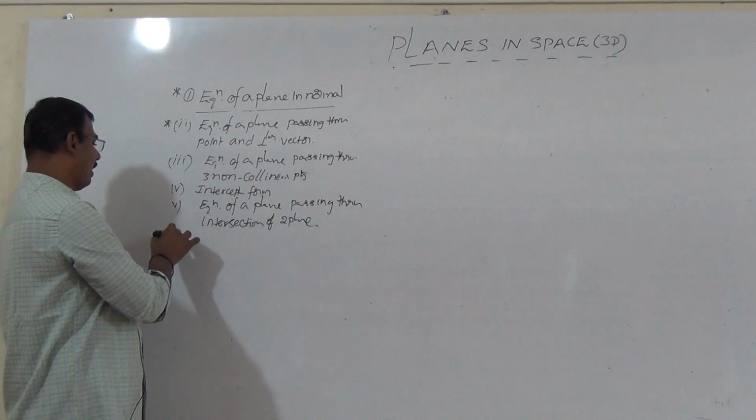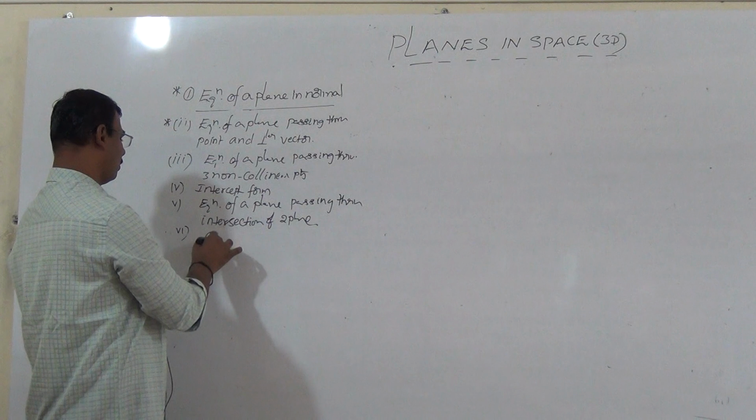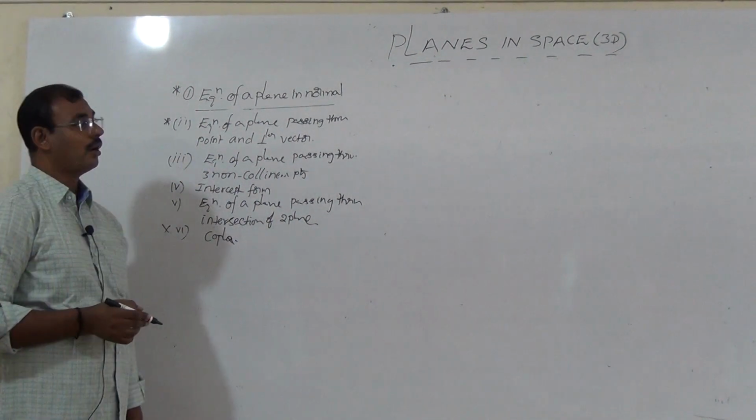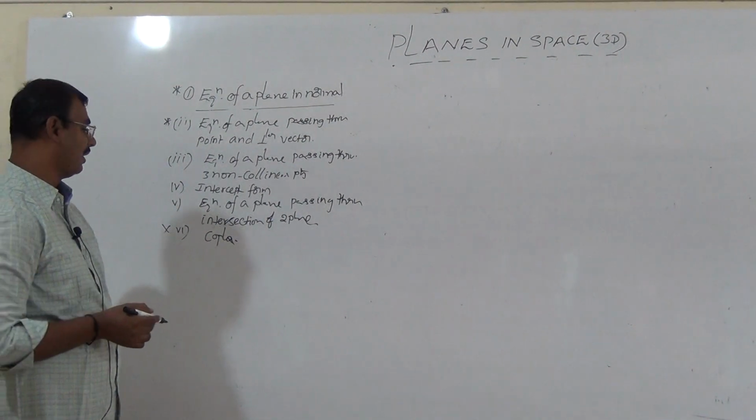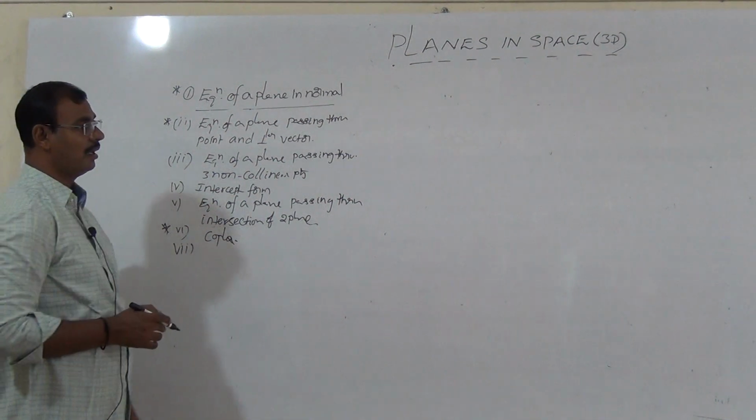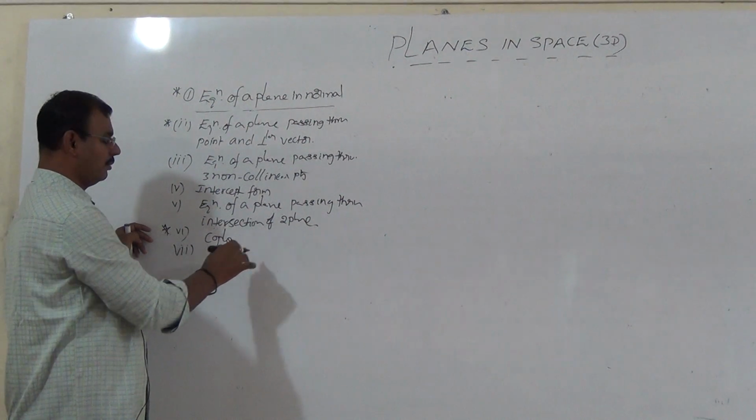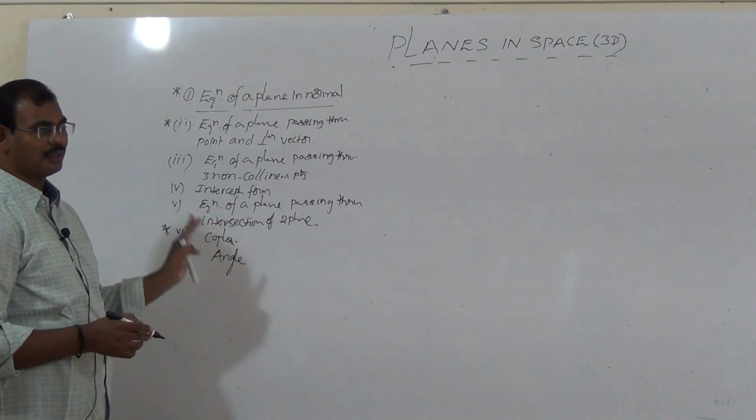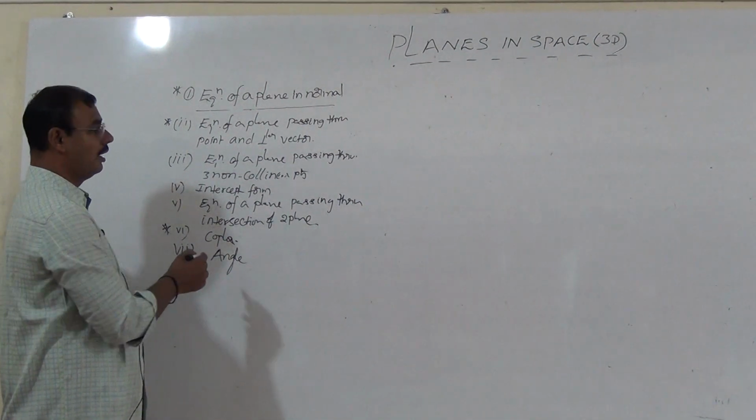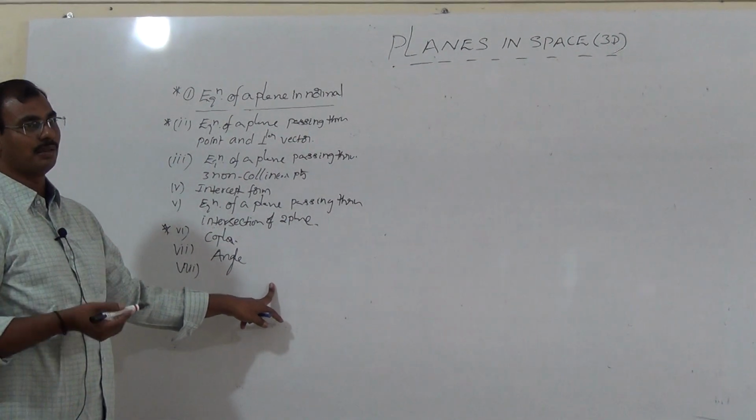And next one, condition for coplanarity of two lines. It is very, very important. This theorem is also very important. Next, the seventh one, angle between two planes. It is also very important. All these are formulas only. Next concept, angle between a plane and a line, related to the last topic.